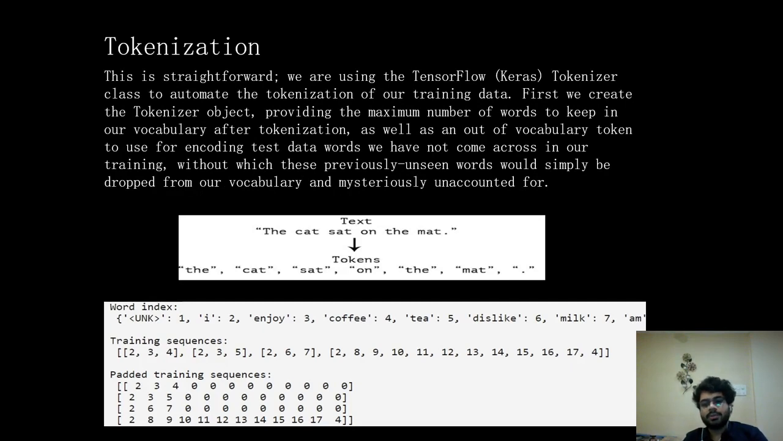Tokenization is pretty straightforward. To automate the process of tokenization, we use TensorFlow Keras and we use the tokenization object. First we create the tokenization object and we provide it with the maximum number of words that we want to keep in our vocabulary. We also provide it with the unseen word token, for words which we haven't seen in our dictionary or the training part yet. So, for example, the cat sat on the mat.